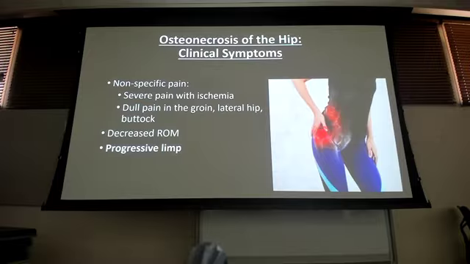Progressive limp. Again, that's what it's going to be. You're going to say, how often do you have these symptoms? Well, I wake up in the morning, it's not so bad. I'm walking around throughout the day, and by the end of the day, I have a limp. Ooh, that sounds like it could be osteonecrosis of the hip. So then you get a little concerned. Okay, let's take a break.